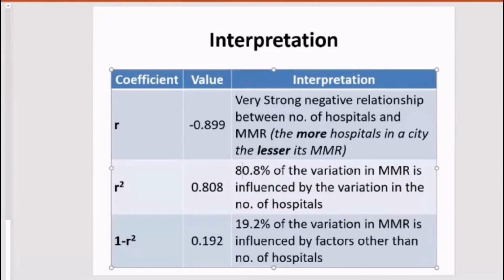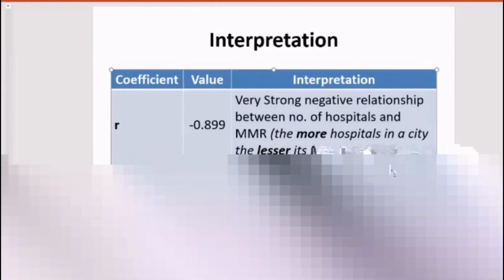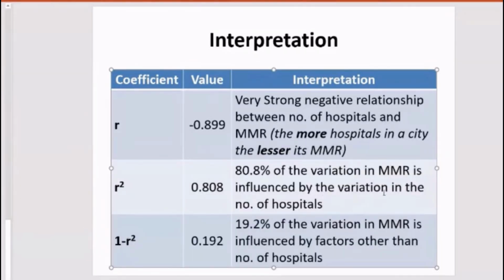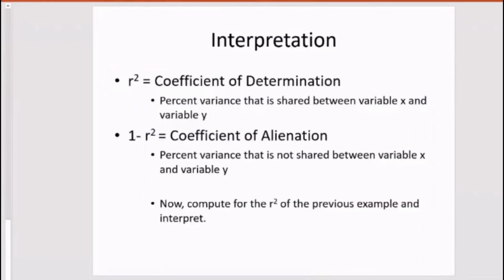That's the percent of the variation in maternal mortality rate which is influenced by the variation in the number of hospitals. Now, someone asks why it is not 100%. It means that not all mortality of pregnant women in that area is caused by hospitals. What is the remainder? The remainder is what we call the coefficient of alienation. The coefficient of alienation is just 1 minus R squared. So 1 minus 0.808. That's the percent variance that is not shared between variable X and variable Y.